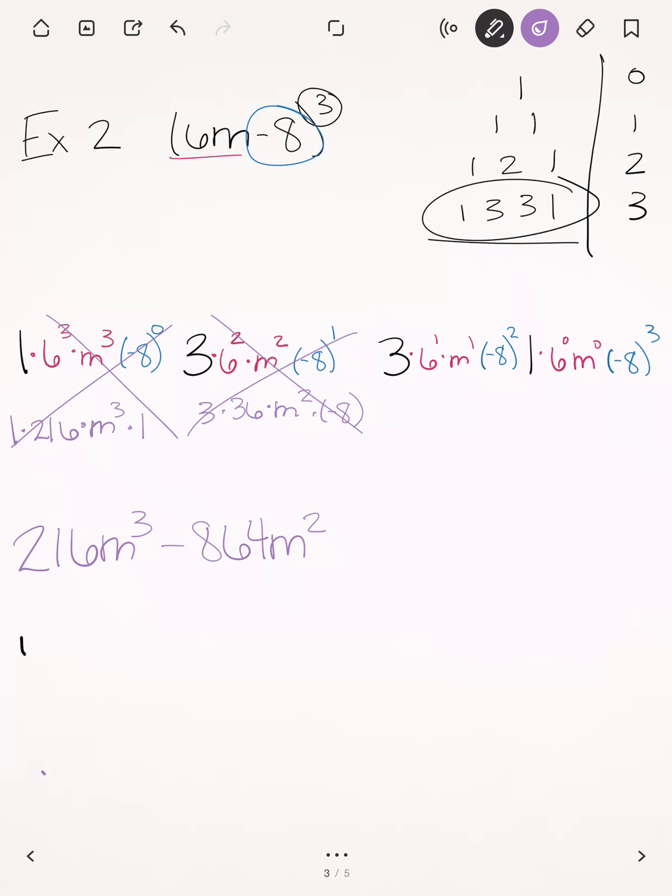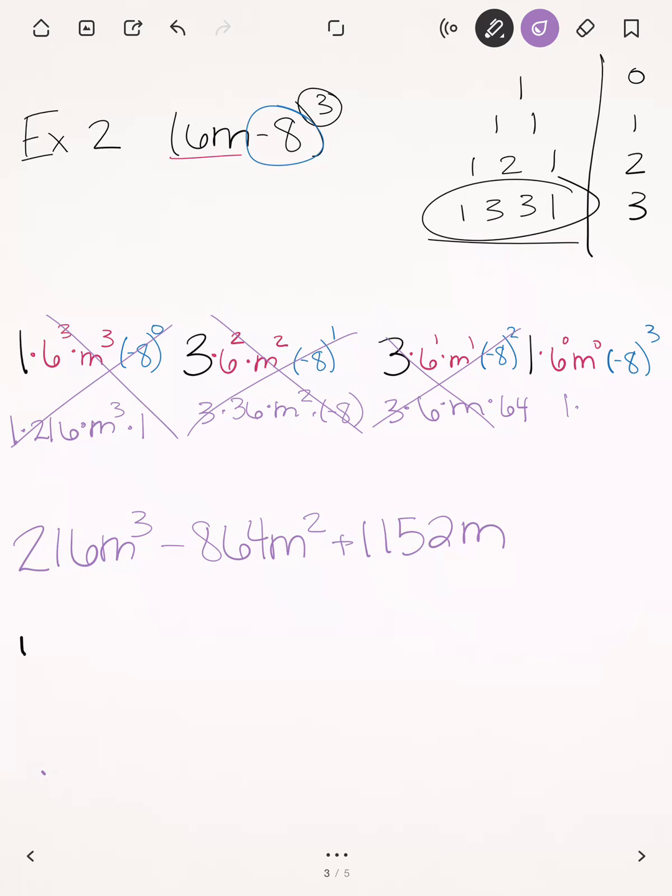And again, I'm just typing these numbers into my calculator. This one I have 6 to the first is 6. I have m to the first, or m, and then negative 8 squared is 64. So when I multiply 3 times 6 times m times 64, I get 1,152 m. Okay, I'm done with that one.